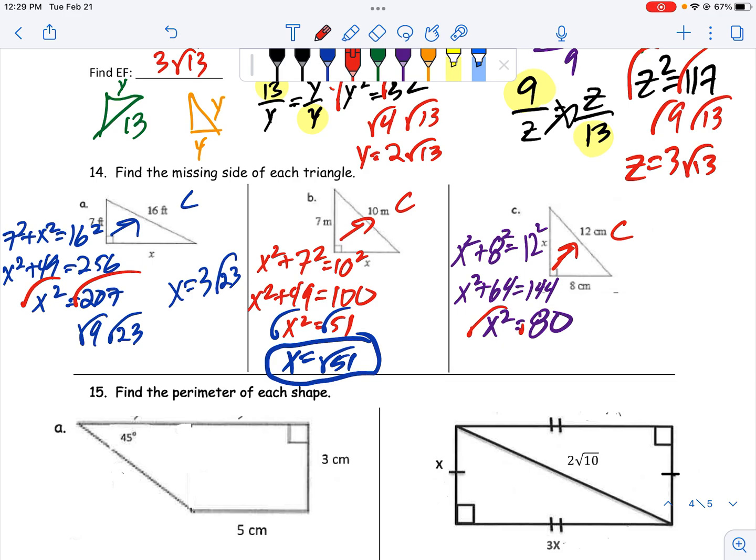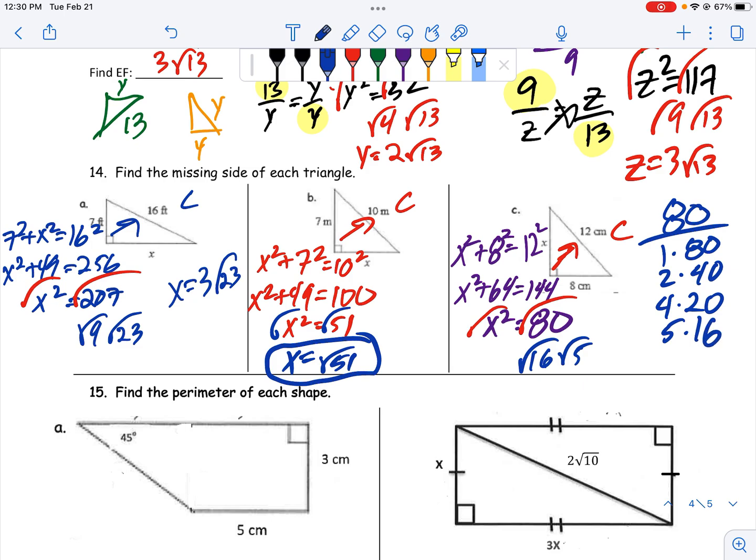Take the square root of both sides. What goes into 80? Well, 16 and 5. And again, sometimes it helps to write down the factors of the number, so I'll show you that little trick here. What goes into 80? Well, 1 and 80, 2 and 40, 3, no, 4 and 20. That's a perfect square. 5 and 16. That's a bigger one.